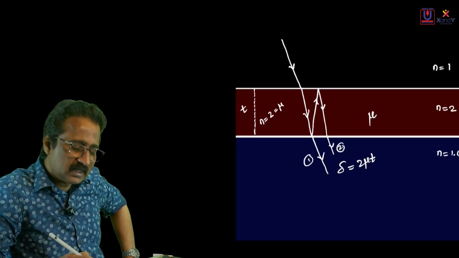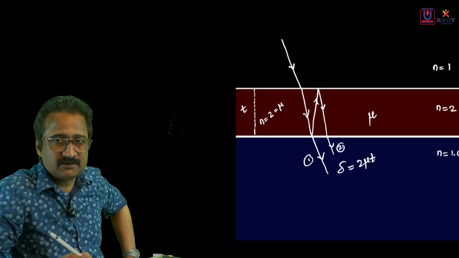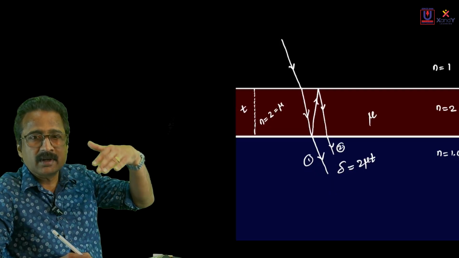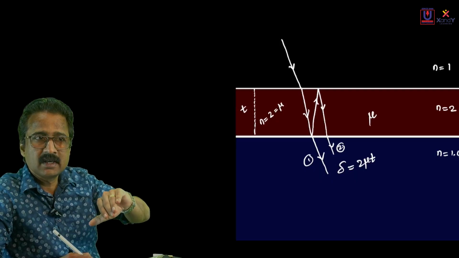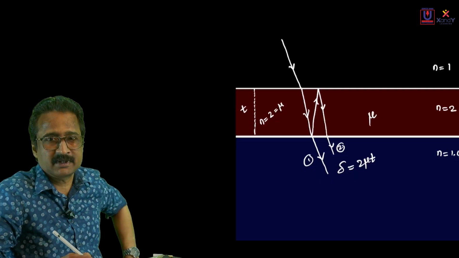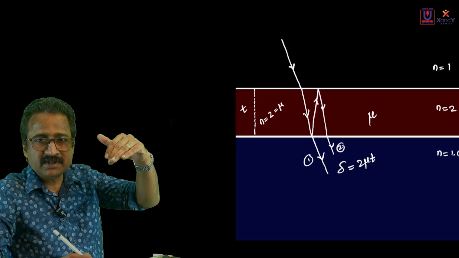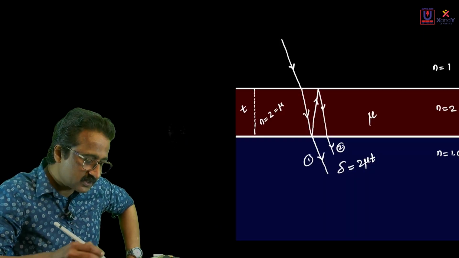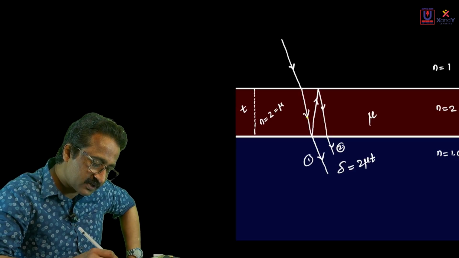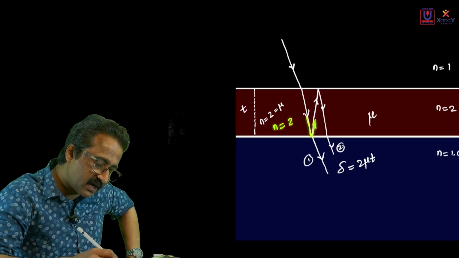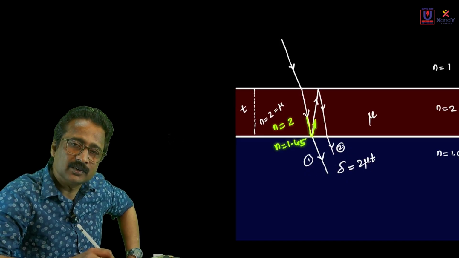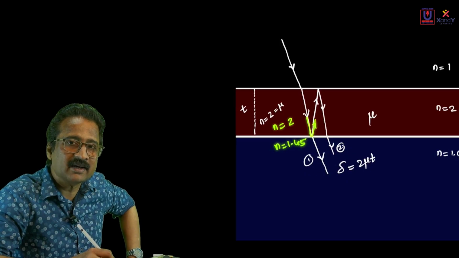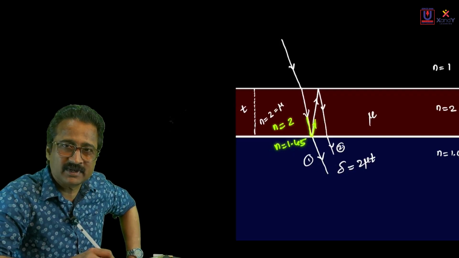Now, usually there is another possibility of a phase difference. Whenever light is undergoing a reflection at a denser surface, a phase difference of 180 degrees is expected. But when light is undergoing a reflection at a rarer surface, there is no phase difference at all. And here, look at the reflection. The first reflection is here. Now here, reflection is taking place when light is passing from n equal to 2 to n equal to 1.45. In other words, the reflection is taking place at a rarer surface. So there is no phase difference there.